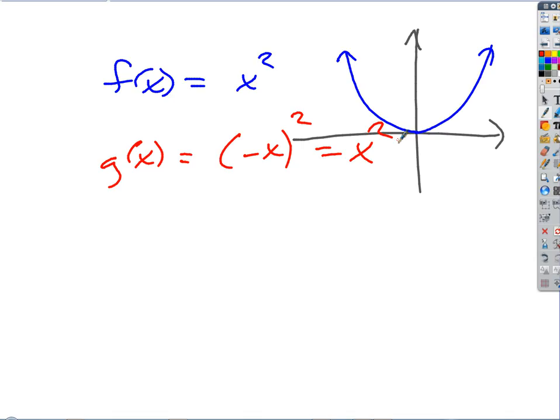Now, we'll talk later more about this. That's what we call an even function. If there's a function that is insensitive to flipping it over the y-axis, in other words, if it's got line symmetry on the y-axis, that kind of thing will always happen.